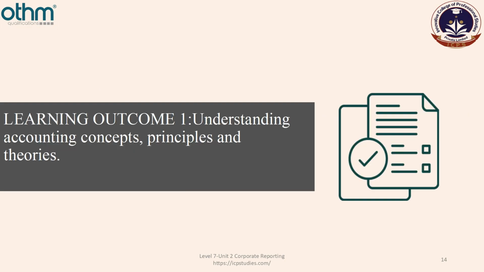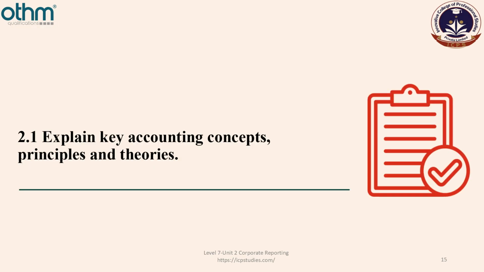Now we have the second learning outcome. Sorry, I wrote here learning outcome 1, but this is actually learning outcome 2, in which we will try to understand accounting concepts, principles, and theories. So we have the first assessment criterion, in which we will try to explain key accounting concepts, principles, and theories.